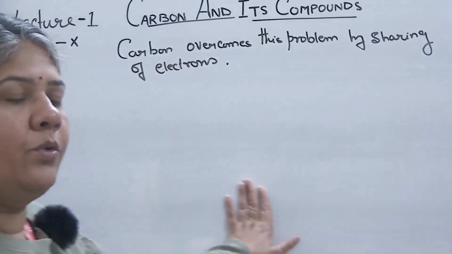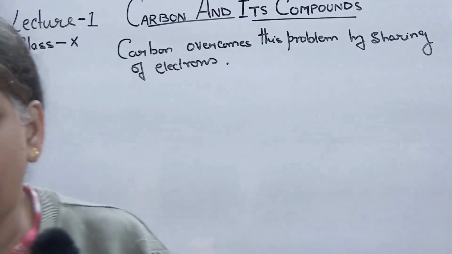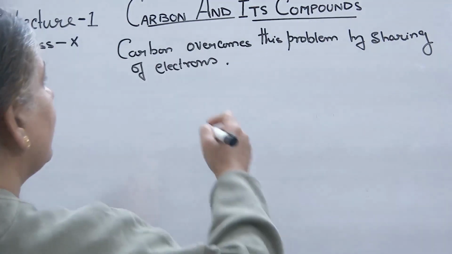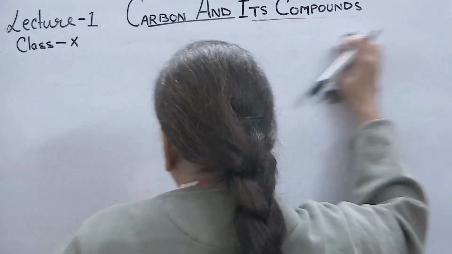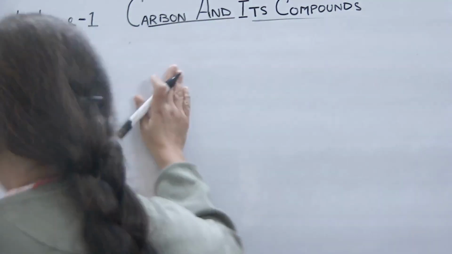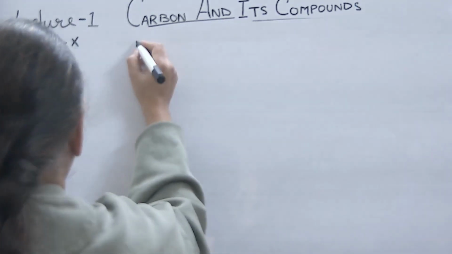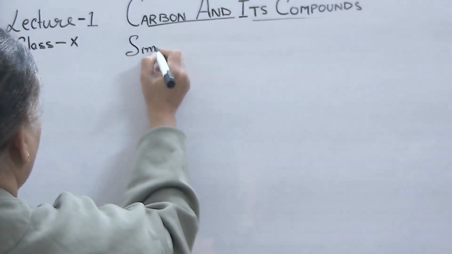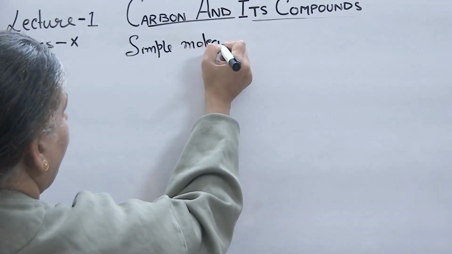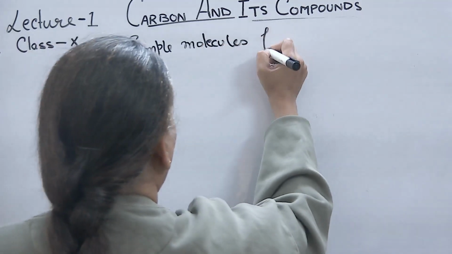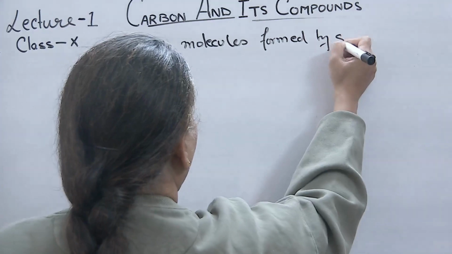Now we'll look into some compounds which are formed by sharing of electrons. Let's see a few of the compounds that you have to study. So let's look at simple molecules formed by sharing of electrons.